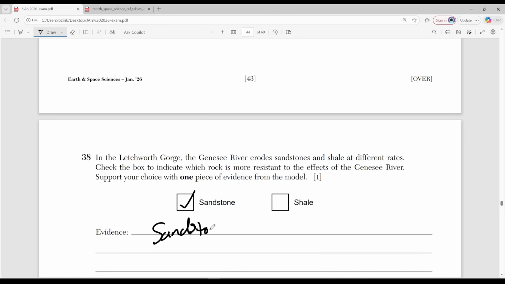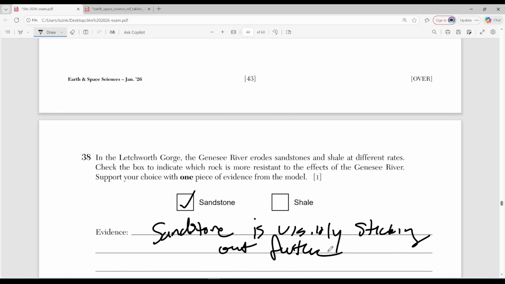So, sandstone. So we'll say sandstone is visibly sticking out further. I think that would be considered good enough. So that's pretty easy. 3 out of 10.